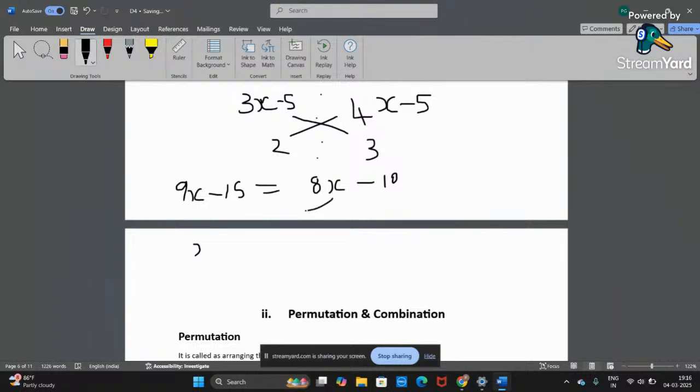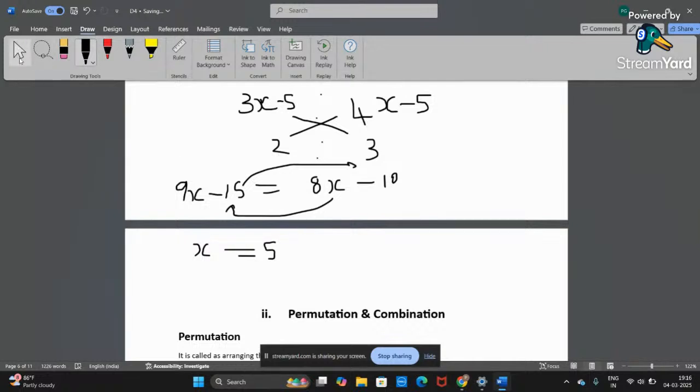9x, take this x this side and this side. So when you're taking this side, 9x minus 8x, it will be 1x, and this goes to the right side, so minus will become plus. Minus 10 plus 15, it is 5. Your x value is 5.